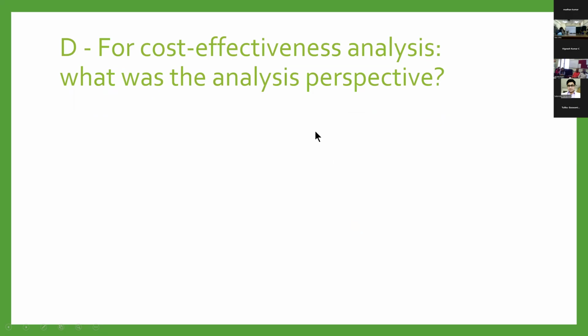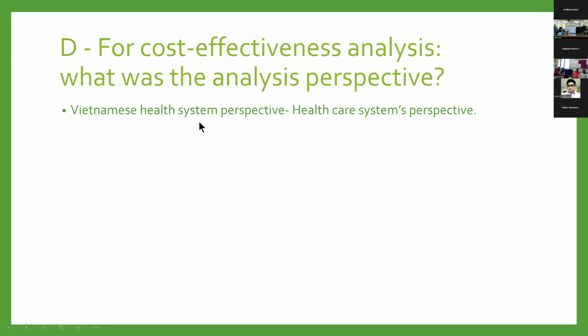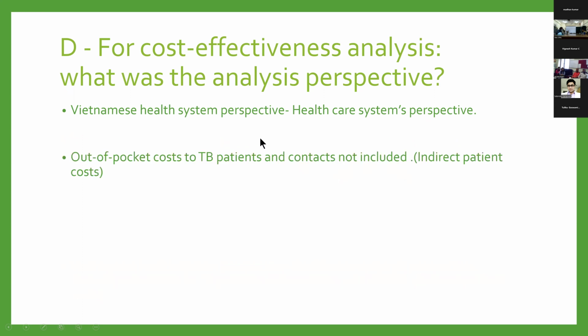For the cost effectiveness analysis, what was the perspective of the analysis? They had taken the Vietnamese health system perspective. So this was a healthcare systems perspective. They had not included out of pocket cost to TB patients and contacts. So the indirect patient cost is not included, and probably at the individual patient level, it might not be applicable. And they had calculated cost per QALY gained and the ICER.